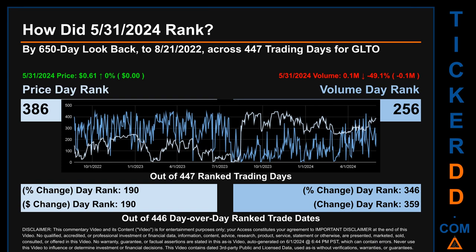The price's day-over-day percentage change, jumping 0% on May 31, 2024, had a day rank of 190 while its dollar difference of $0 had a rank of 190 when compared day over day across 446 trading days. Volume's percentage change and difference were ranked respectively at 346 and 359.